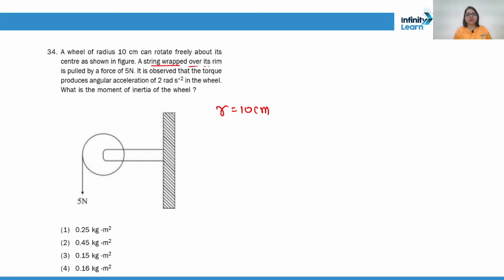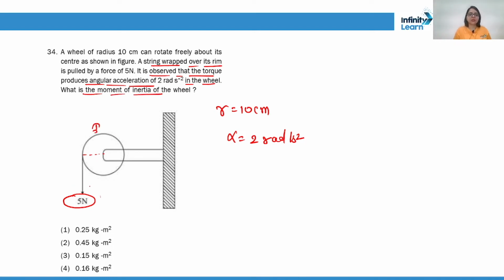A string wrapped over its rim is pulled by a force of 5 Newton. It is observed that the torque produces an angular acceleration alpha equal to 2 radian per second square in the wheel. What is the moment of inertia of the wheel?